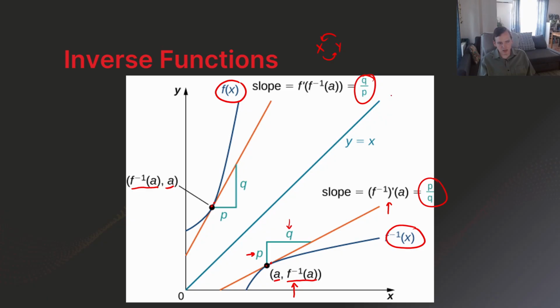So notice that the slopes are inverted, but it's not for the same x value, it's for the corresponding values. Now, what is the corresponding value? It's x equals f inverse of a there. So f prime of f inverse of a is q over p. And this is what we're going to need on our next step there. So this point corresponds with a, right? And the slopes correspond with each other.